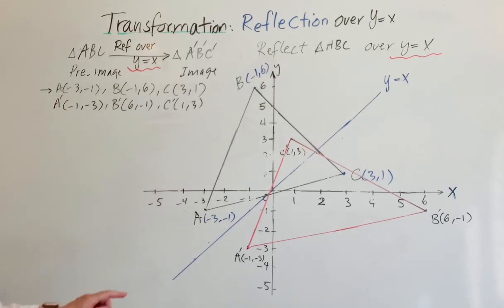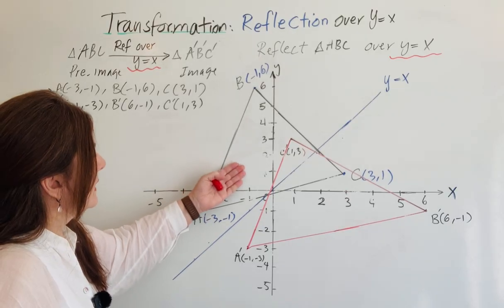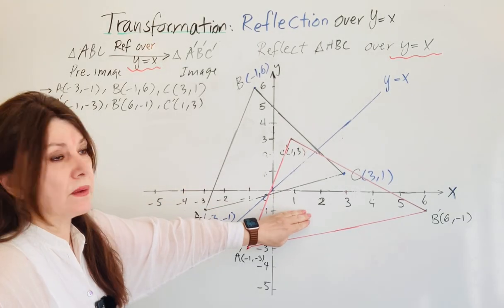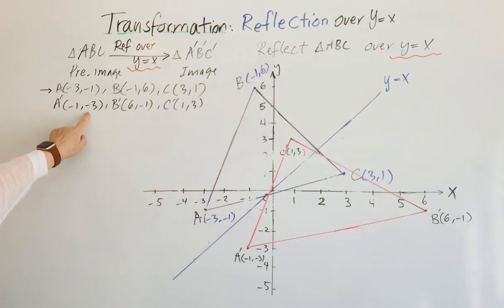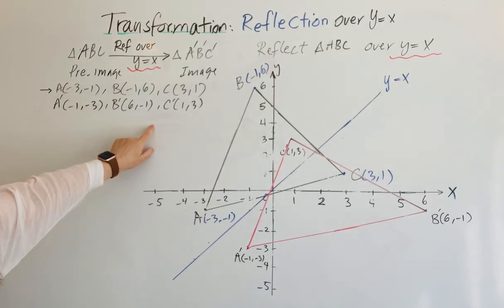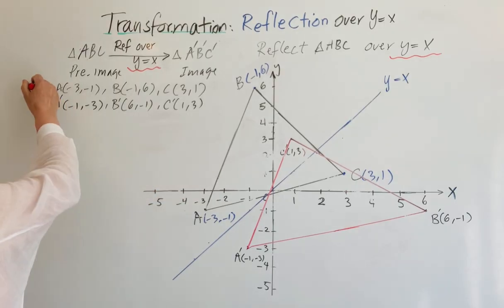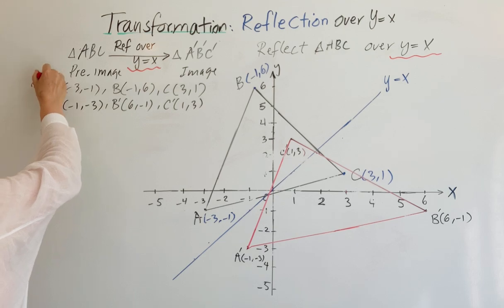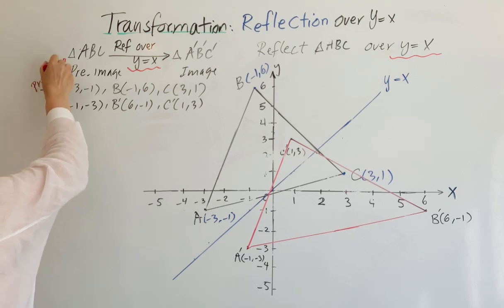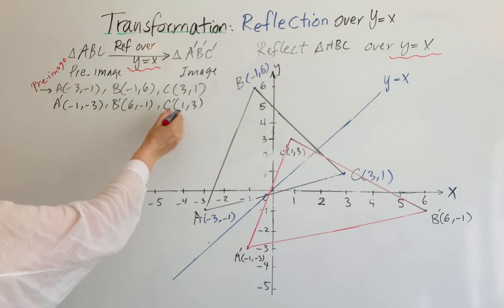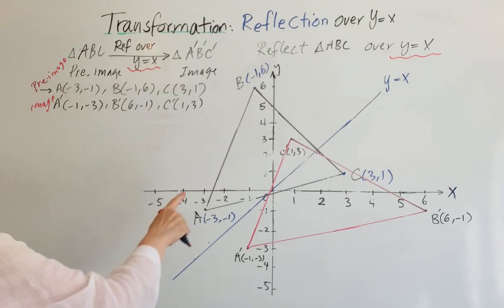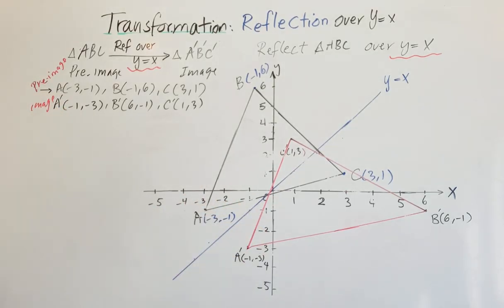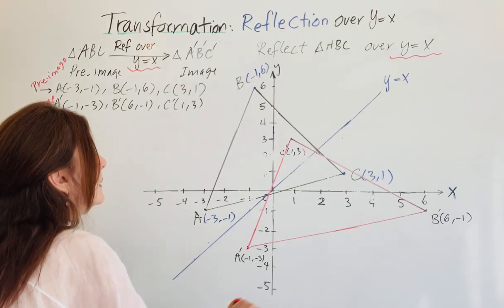If you want to reflect any shape over y equals x, you just need to exchange this one: x gets y, y gets x, right? If this is the pre-image, this is the vertices of the image, right? Like this one.